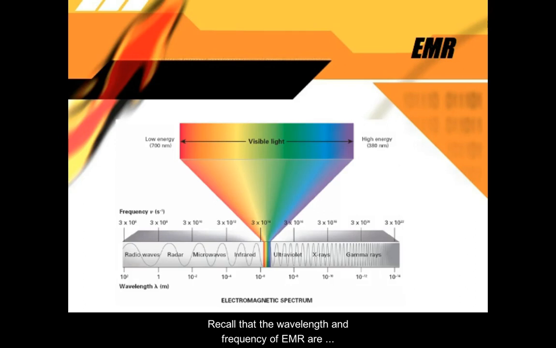Recall that the wavelength and frequency of EMR are inversely proportional. Therefore, if the electromagnetic spectrum proceeds from longest wavelength to shortest, then it also proceeds from lowest frequency to highest. And since frequency and energy are directly proportional, the spectrum also proceeds from lowest energy to highest.